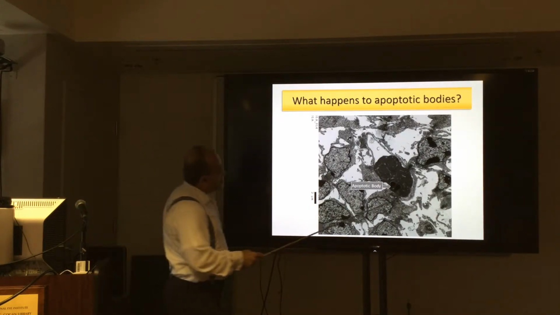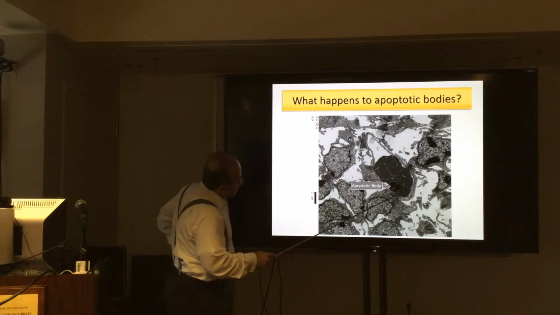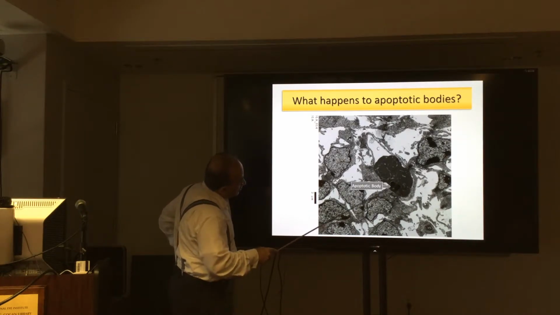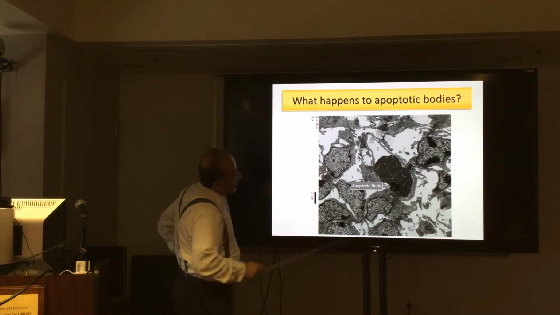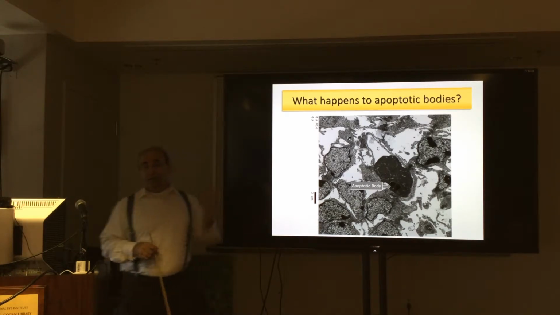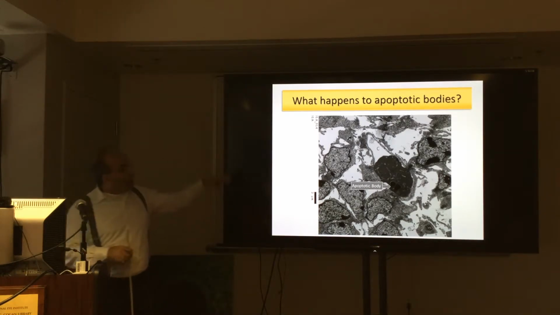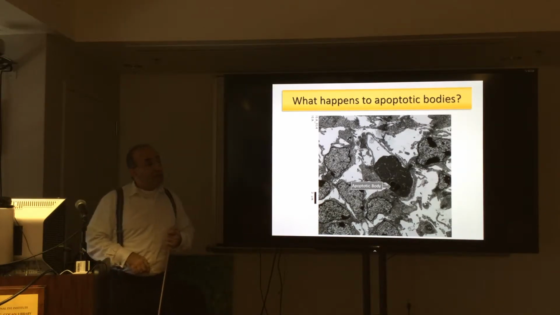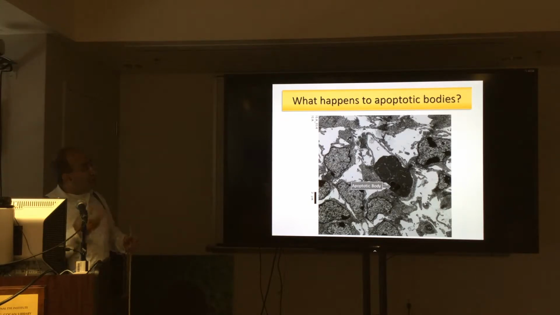And this is a vessel, and this is a macrophage, and this is an apoptotic body that was basically taken in by the macrophage and taken into the bloodstream, where it will be digested. So as you can see, nothing is left of the apoptotic cell.